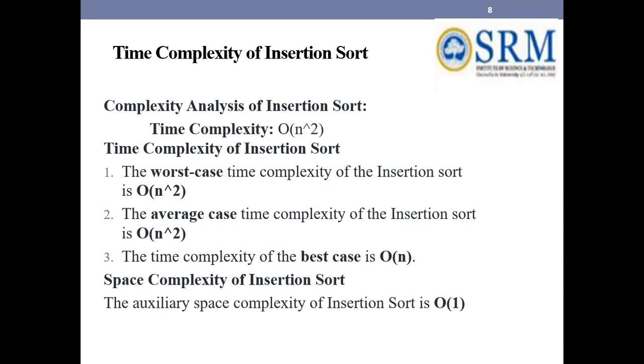What's the best case? If the input is already in sorted order, we take the current value and compare it with its immediate predecessor, that's all. So it performs only n comparisons. In the best case, time complexity is order of n. In the worst case and average case, time complexity is order of n square.